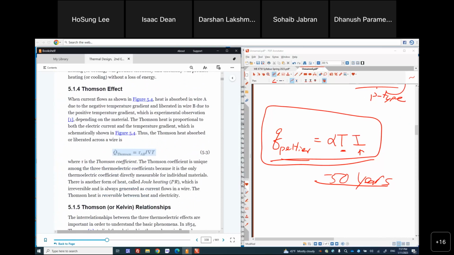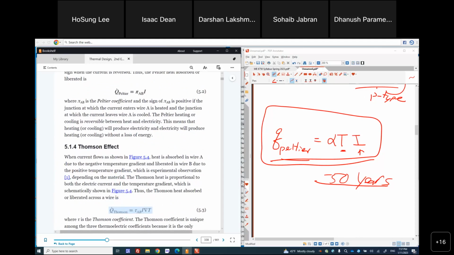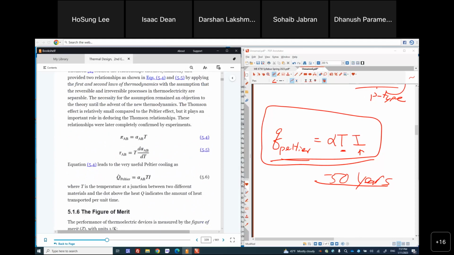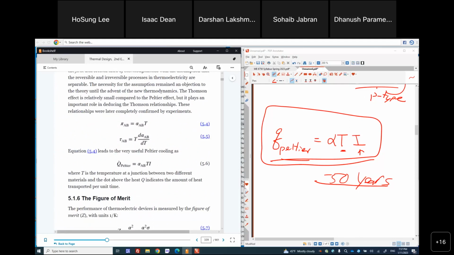Okay, so there are two Thomson relations. One is the pi relation that Thomson figured out. And the other is this one, tau. Tau is related to the Seebeck, the gradient with respect to temperature. If the Seebeck is changing with the temperature, there is a Thomson coefficient. If you assume Seebeck is a constant, already you neglect the Thomson heat. This is so important.